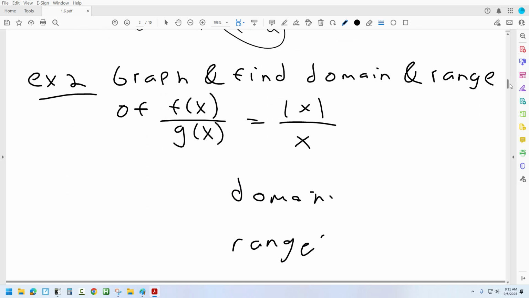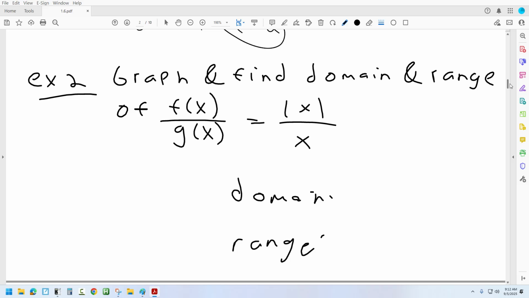So let's say we had a function, these are different now than the last problem. F of x is the absolute value of x, and g of x is x. So I've taken those two functions, and I'm going to combine them together with the division operation. And this is what I got. I just want to know the domain and the range. What's the domain here?